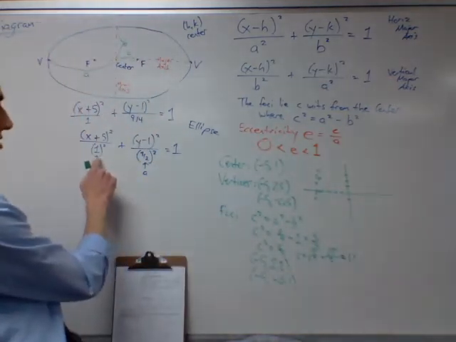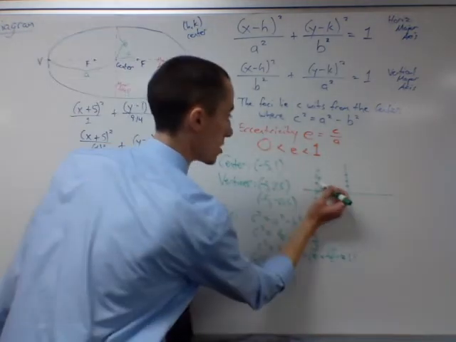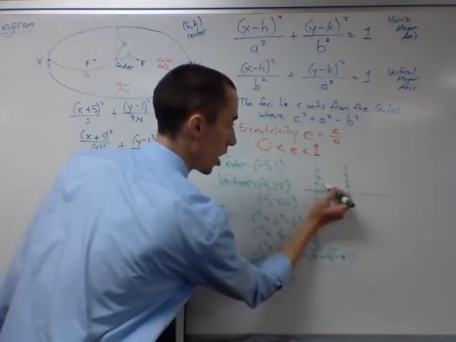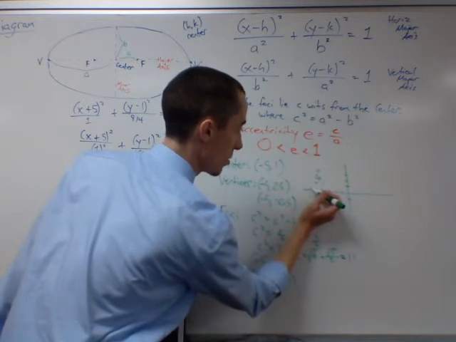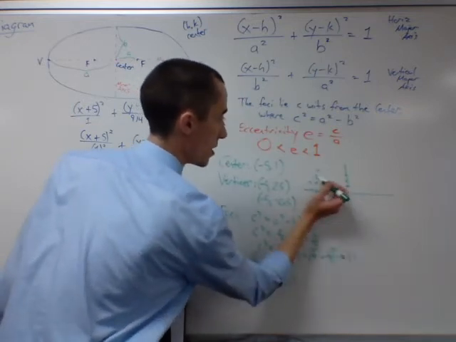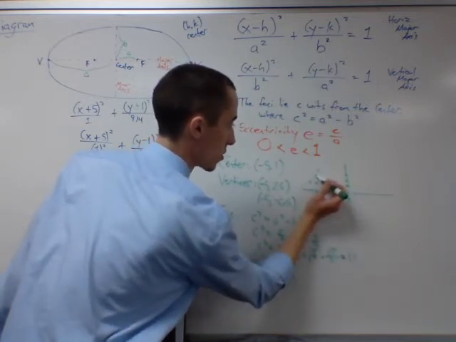Now our minor axis, our b value is 1, so we need to go 1 unit away from the center that way, and then draw the ellipse.